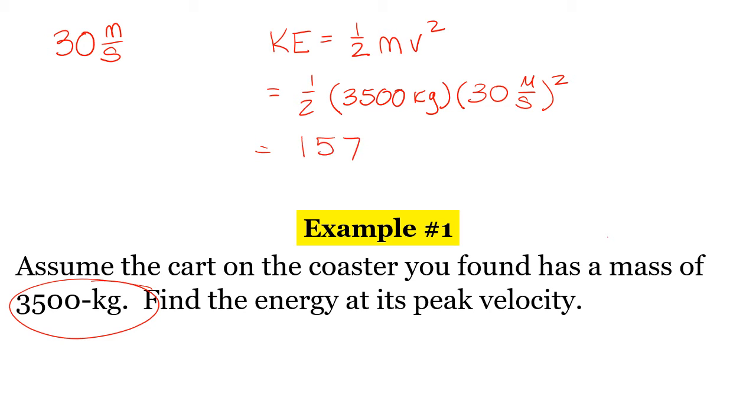This is 1,575,000 joules. Remember, roller coasters are very massive objects. The carts are usually made of some kind of metal, and they're moving very fast. So the amount of energy that we generate is quite significant.